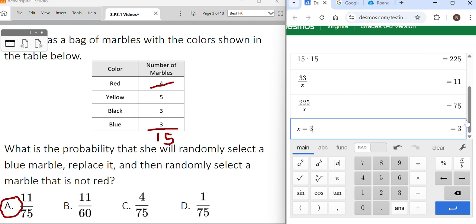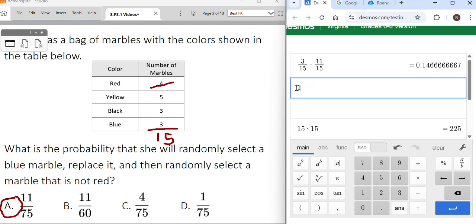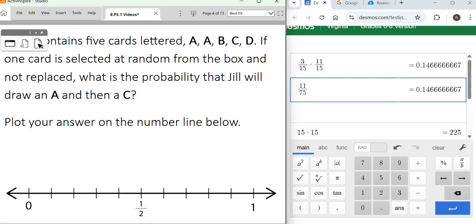You can also do it like I did. If you have choices, do it all in one line, find the decimal, and then find the one that matches it, which in this case, let me go ahead and erase this for you, was 11 divided by 75. Okay, let's see what our next example is.